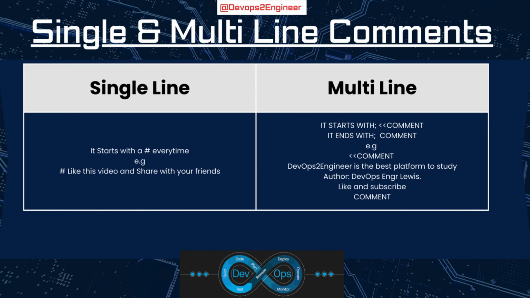DevOps engineer, like let's say, two inequality signs and comment. DevOps engineer is the best. DevOps 2 engineer is the best platform to study. Author, DevOps engineer, Luis. Like and subscribe, and then comment. That's how it works.